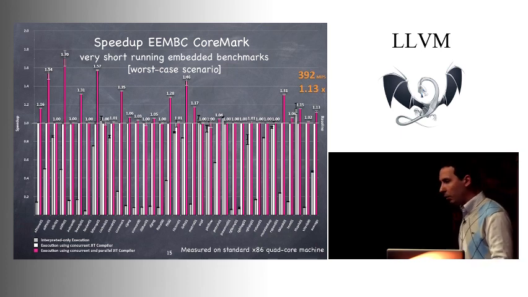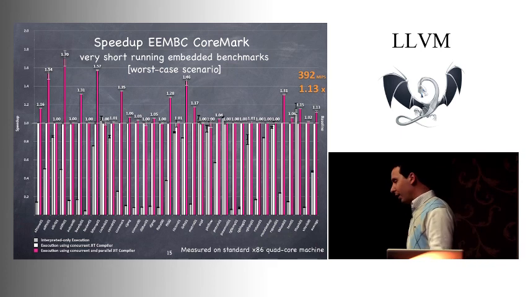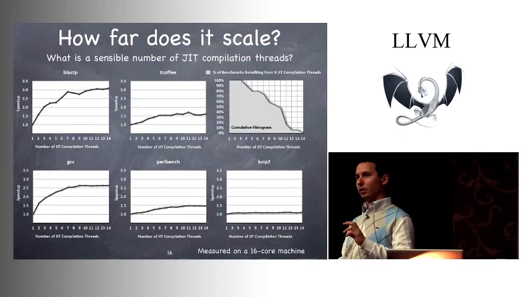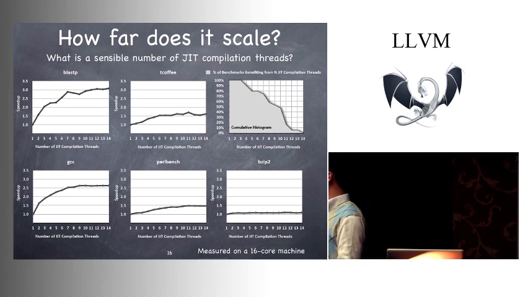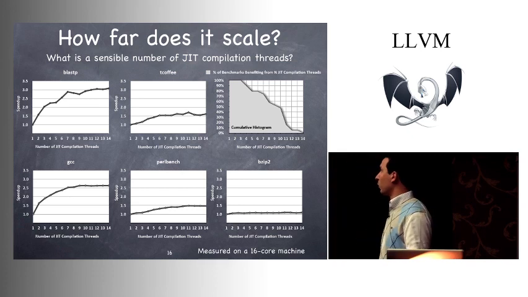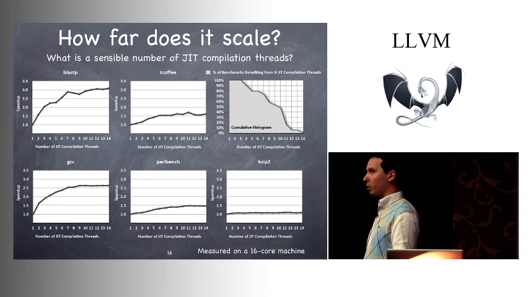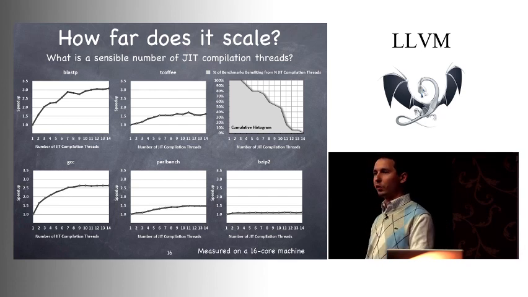which then translates into 392 MIPS in terms of simulation rate. Now, maybe you remember I said earlier, we chose a configuration where we would use 3 parallel JIT compilation threads. Well, how do we come up with the number 3? What is the right number of JIT compilation threads? How far does it scale?